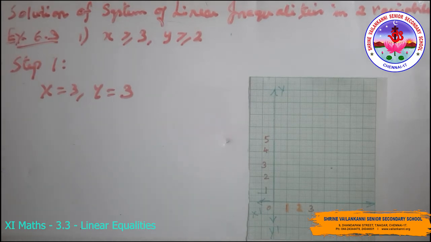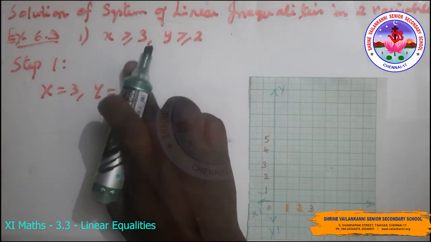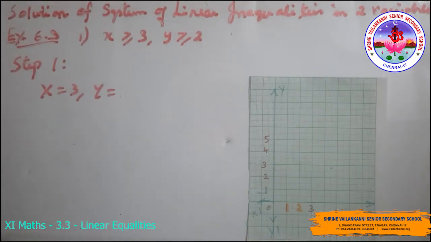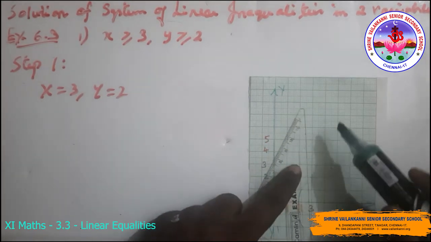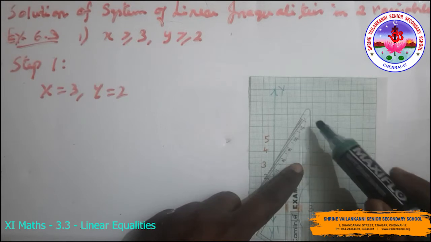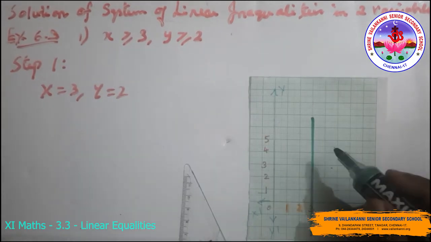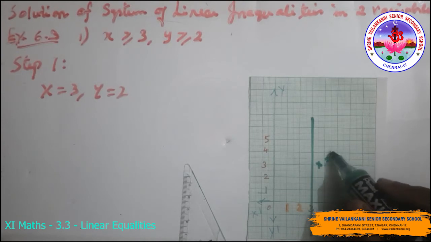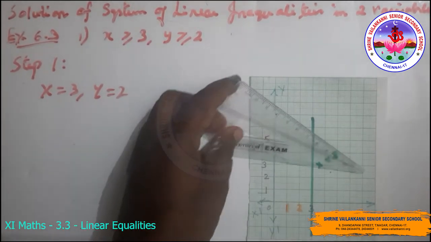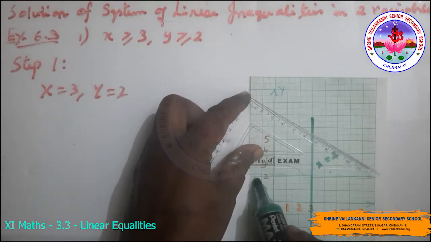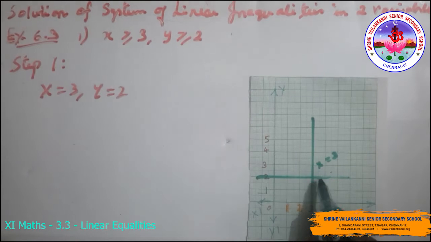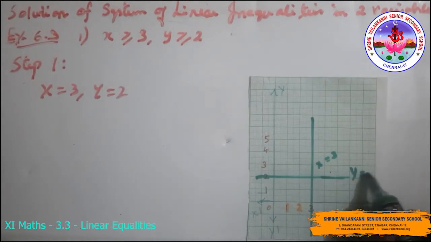So first question: x is greater than or equal to 3 and y is greater than or equal to 2. Step 1: x equal to 3 and y equal to 2. So x equal to 3 is parallel to the y axis. We have to draw a line parallel to the y axis, so it is x equal to 3. And y equal to 2 is parallel to the x axis. So this line is y equal to 2.